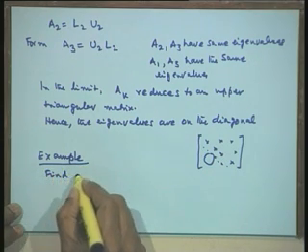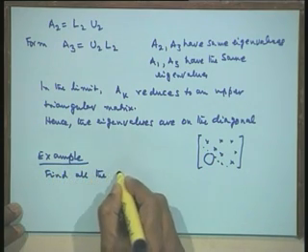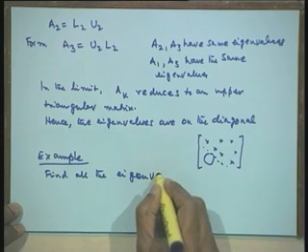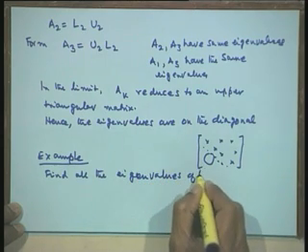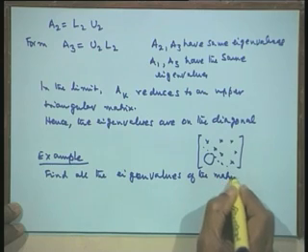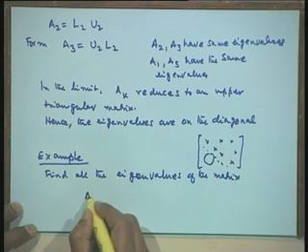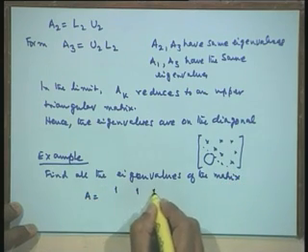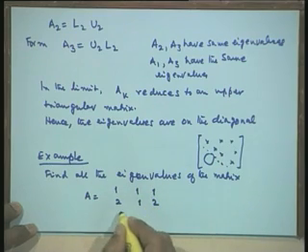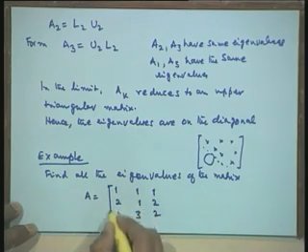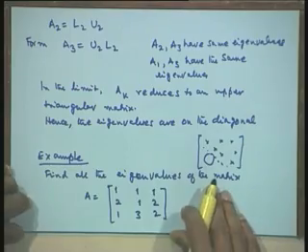Let us say, find all the eigenvalues of the matrix A as 1 1 1, 2 1 2, 1 3 2. So this method will work for the symmetric matrix as well. But we have more powerful methods for symmetric matrices.